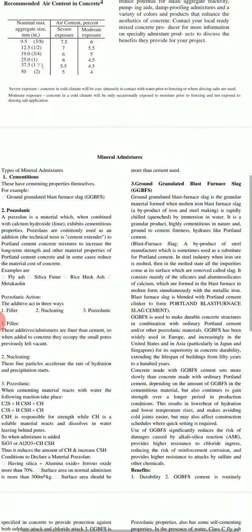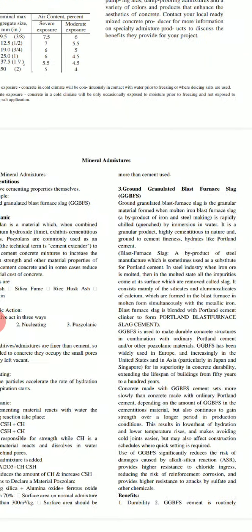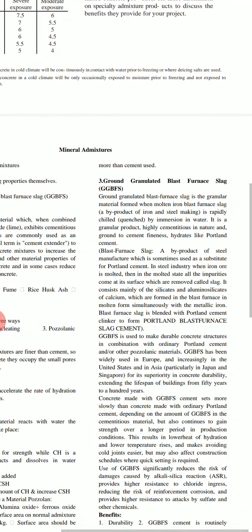So among the mineral admixtures, the cementitious one is GGBS. What is GGBS? Ground granulated blast furnace slag is the granular material obtained when molten iron blast furnace slag is rapidly chilled by immersion in water. It is a granular product, highly cementitious in nature, and ground to cement fineness, and it hydrates like Portland cement.